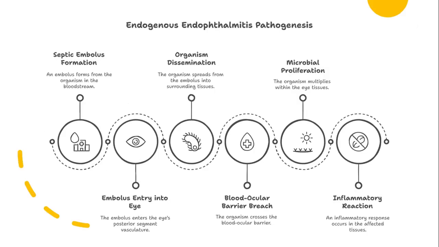If you look at how it would occur, there is a septic embolus formation of the organism in the bloodstream. This embolus then enters the eye through the posterior segment vasculature. It disseminates through the ocular tissues, spreading to the surrounding ocular tissues. The ocular barrier is breached. The organism proliferates in the eye tissue, and this incites an inflammatory reaction, which is responsible for the damage occurring to the ocular tissues.